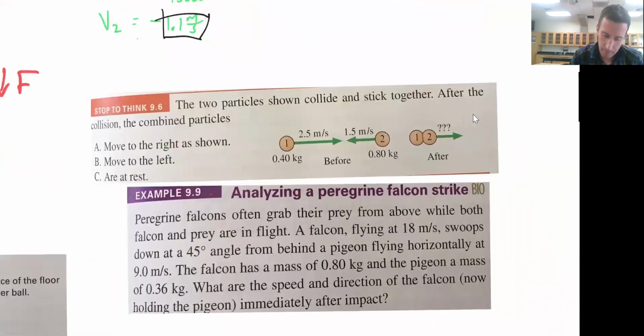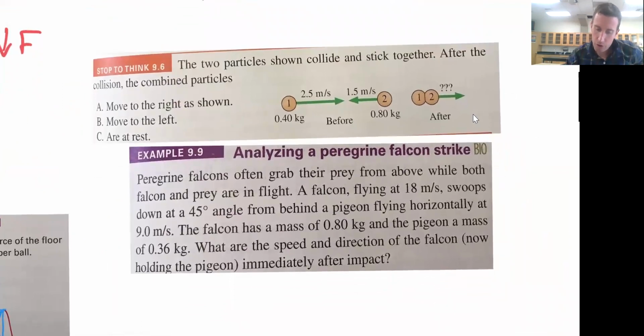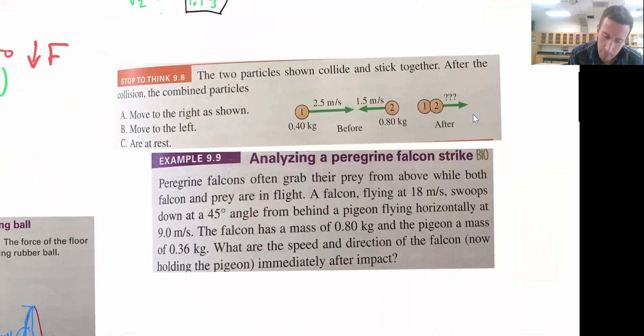Let's stop and think. The two particles shown collide and stick together. After the collision, the combined particles do what? Stop and think. Pause if you need to. All right, welcome back.